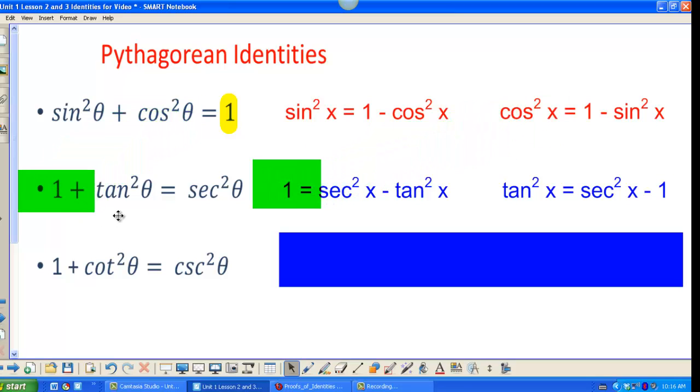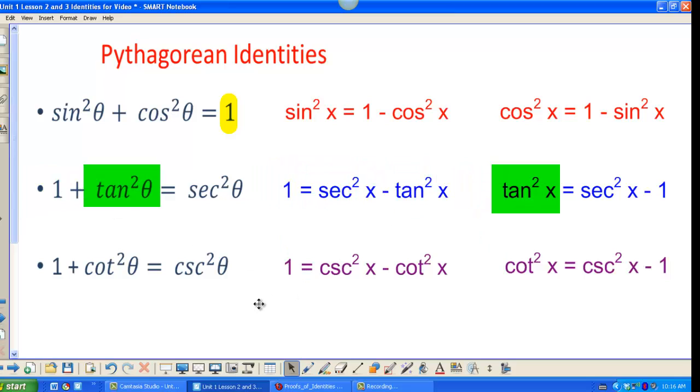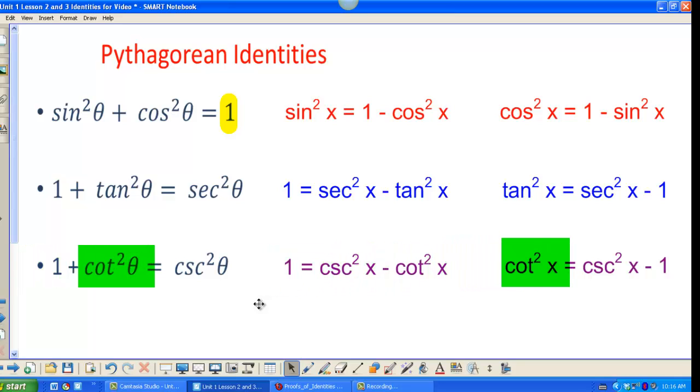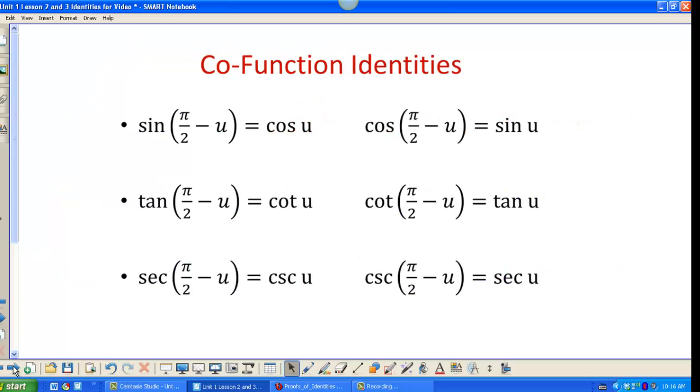If I solve for 1, I would subtract tangent squared from both sides. If I solve for tangent squared, I would subtract 1 from both sides. And last but not least, if I solve for 1, I would subtract the cotangent squared from both sides. If I want the cotangent squared by itself, it's equivalent to the cosecant squared x minus 1. So again, the three main ones are on the bullets, but know that the rest of the identities you see up here come from manipulating that Pythagorean identity, and that can be helpful as we do our future work.